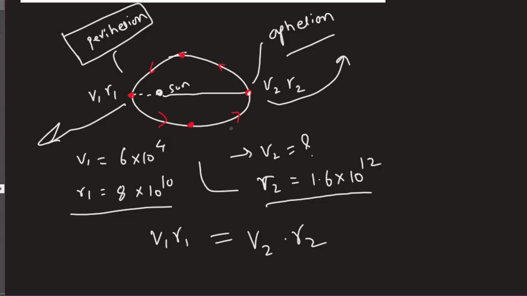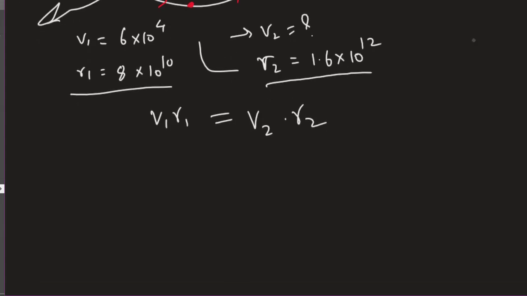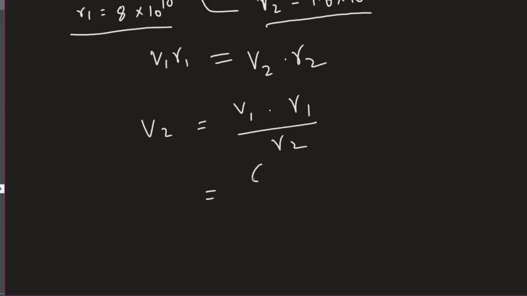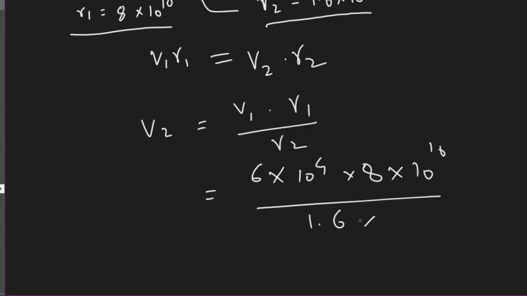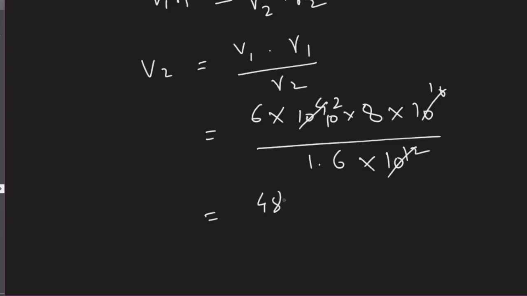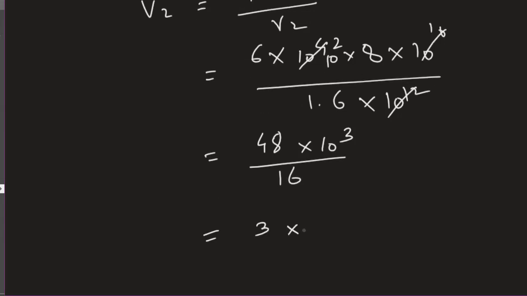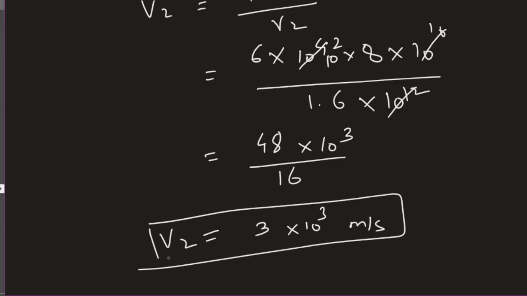So it's very simple, just put these values in this formula and then we should be able to get the answer. So V2 is equal to V1 into R1 divided by R2. V1 is given as 6 into 10 raised to 4, R1 is given as 8 into 10 raised to 10, divided by 1.6 into 10 raised to 12. So we can cancel this 10, and we will cancel 10 raised to 2 from here, is equal to 48 into 10 raised to 3 divided by 16, which will be equal to 3 into 10 raised to 3 meter per second. That will be the velocity, 3 into 10 raised to 3 meter per second.